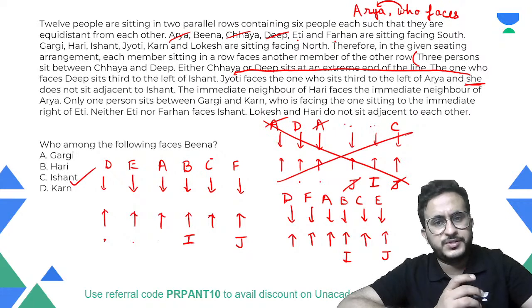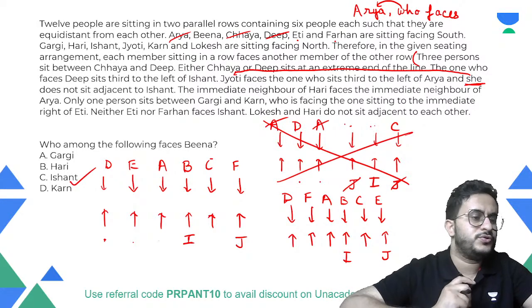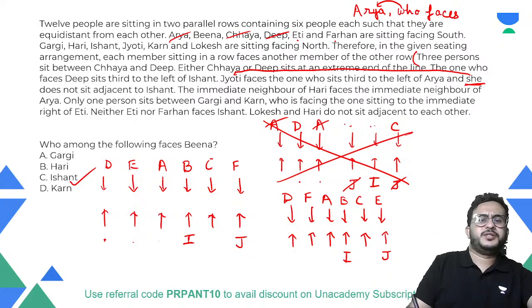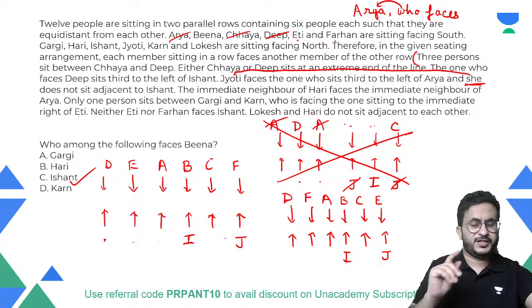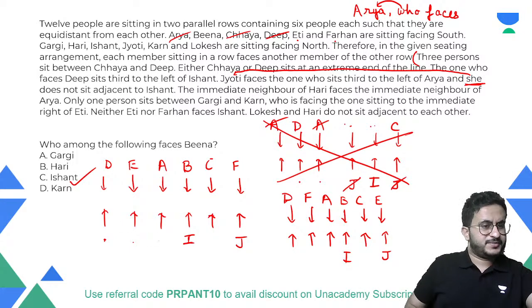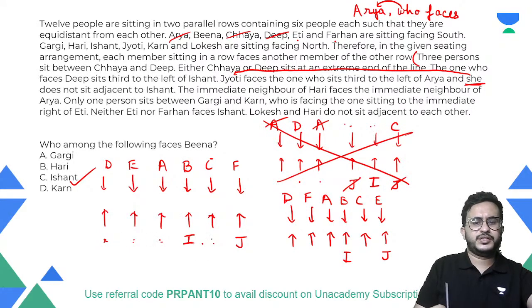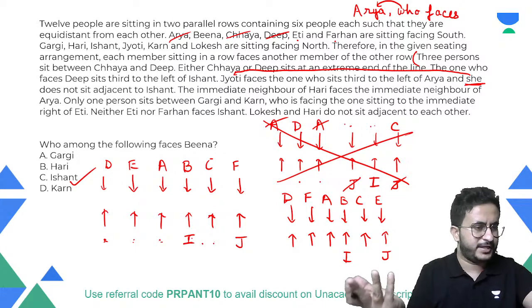Very good. Now, one thing you should also remember is that negative information should be done in the end. Like Lokesh and Hari do not sit adjacent to each other. Now, Lokesh and Hari can sit at multiple places, right? So avoid those statements. They can sit anywhere. Not adjacent. They can be Lokesh Hari, Hari Lokesh, Lokesh Hari, Hari Lokesh, so you can have multiple possibilities.